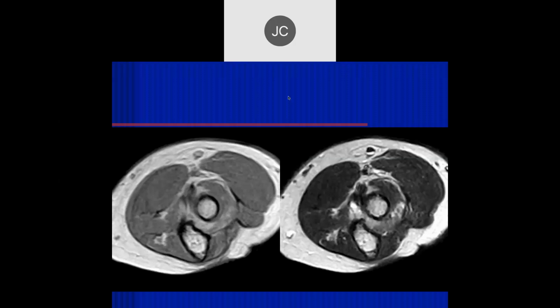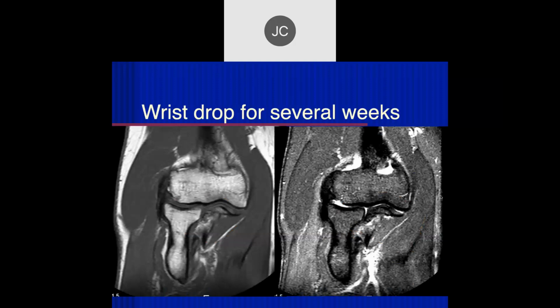Okay, so we'll continue talking about neuropathic changes. And here we can see a little bit of signal change, some little edema on the T2 weighted images on these low field scanners within the supinator muscle. The patient had radial tunnel syndrome. Okay, Elior, what do you think of this one?